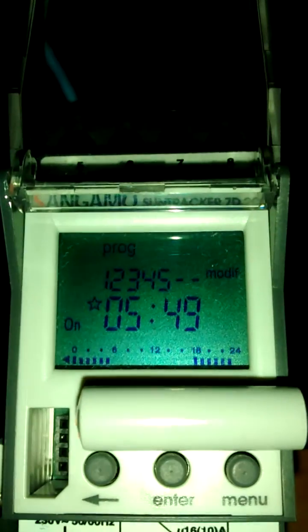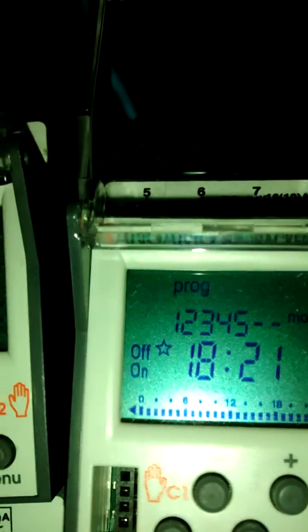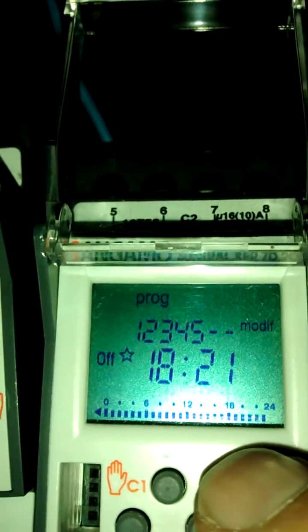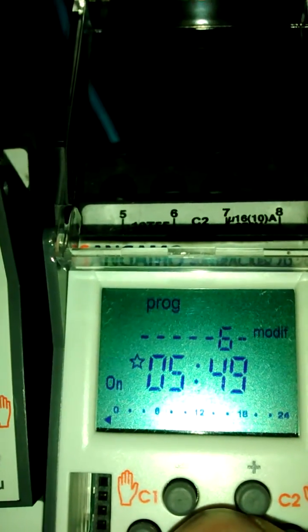And I need to press both the plus and minus keys at the same time. It will say clear, and you have to press enter to clear it. It's now showing for these days the on times. Now if I press enter, okay, let's go back into that to see what's happened. Sometimes you just have to go back into it and see what's happened.